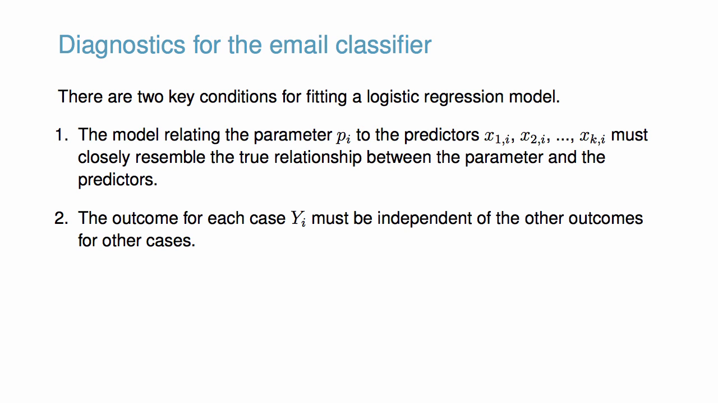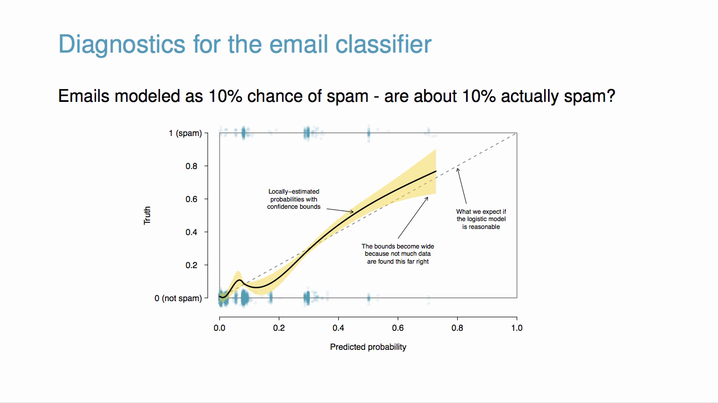Let's consider how we might check the condition regarding the structure of the model. Among emails modeled as having a 10% chance of being spam, are about 10% of them actually spam? To help us out, we've borrowed an advanced statistical method called natural splines that estimates the local probability smoothly from 0 to 1. For this video, all we need to know about natural splines is that they fit flexible lines rather than straight lines. The curve fit using natural splines is shown as a solid black line.